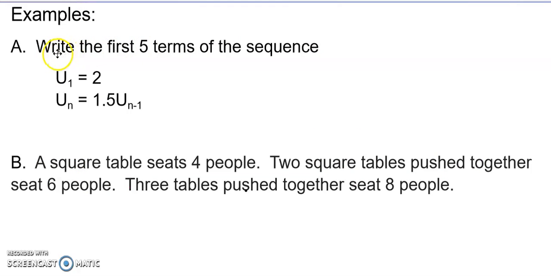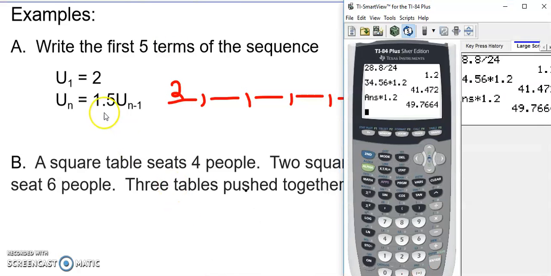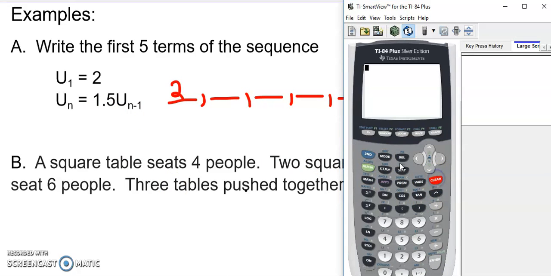So if I wanted to find the terms, write the first 5 terms of the sequence. What I'm trying to look for here is 5 numbers. 1, 2, 3, 4, 5. It says the first 5 terms, so I'm starting off with u sub 1, and u sub 1 is 2. I know that because that's what it says right there. So now if I want to find the other ones, I'm going to take my calculator, and my pattern says times by 1.5. So I'm going to say 2 times 1.5, and the answer is 3.